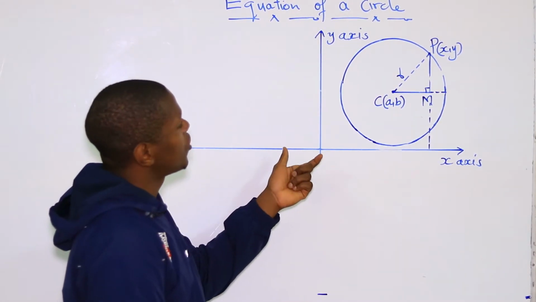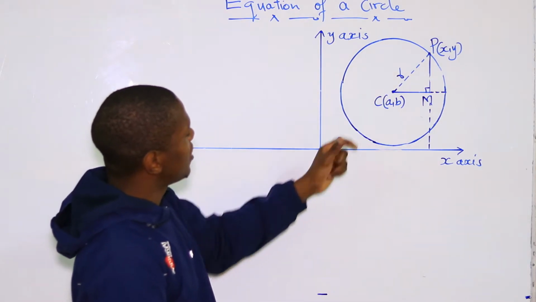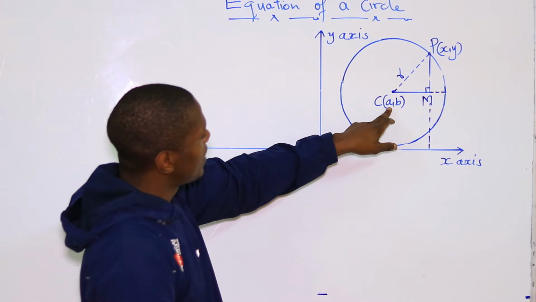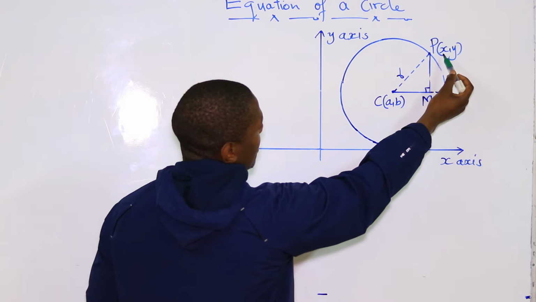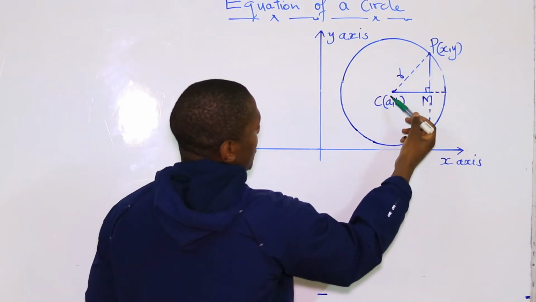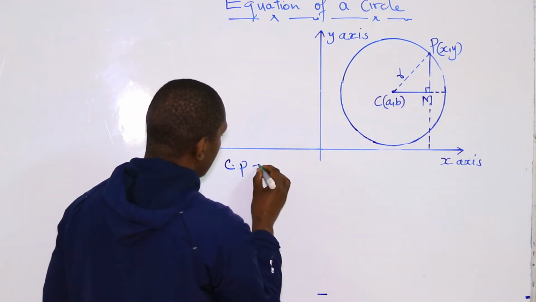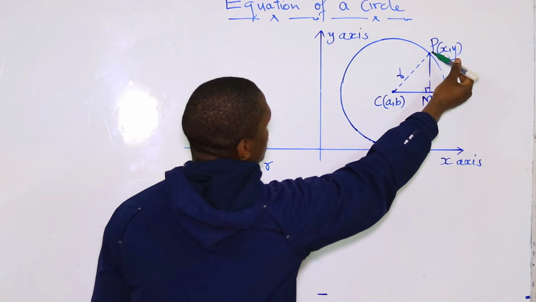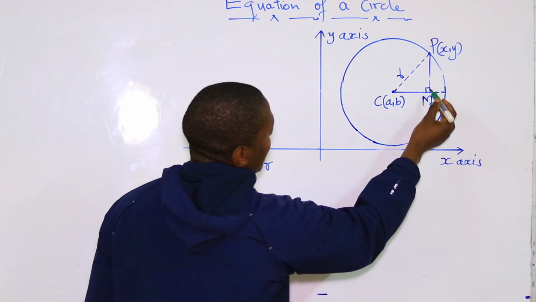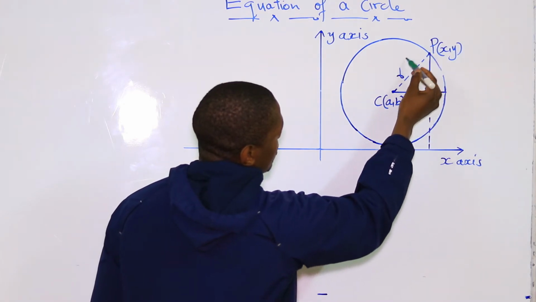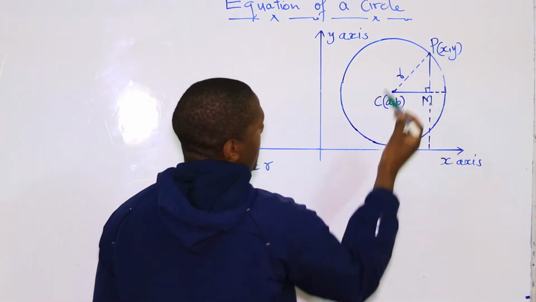Considering another scenario of the equation of a circle, we're going to consider a circle whose center is not at the origin. In this case, our center will be (a, b), and this circle is passing through a point P, which is (x, y), and the radius here, which is CP, is r. If you drop point P perpendicular to the x-axis, you'll have point M. So we are going to consider this right angled triangle here, which is CMP.